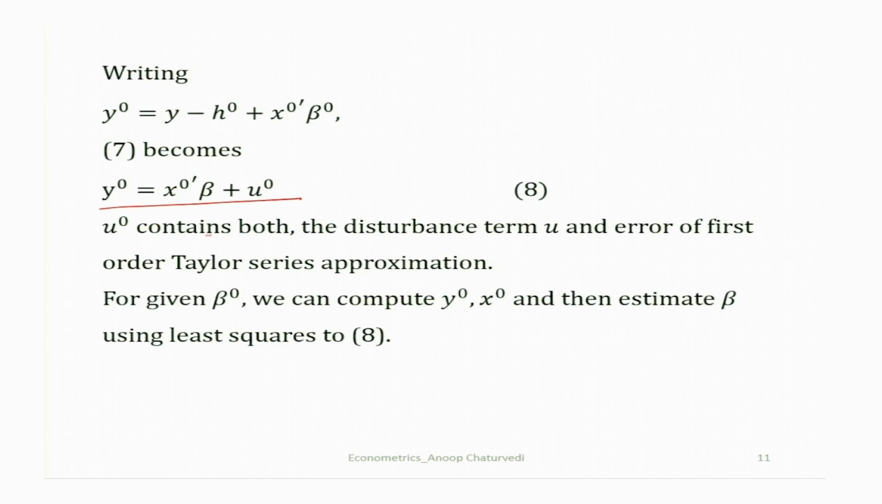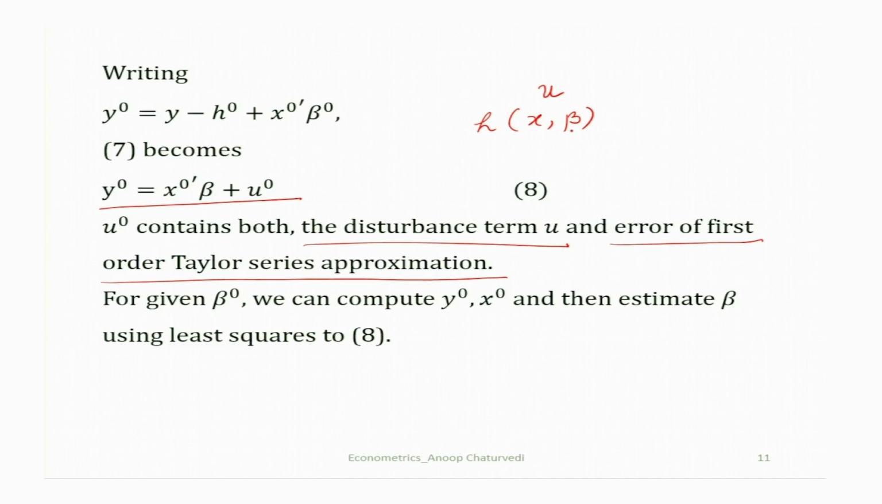Now, this u naught actually contains both the disturbance term u and the error of first order Taylor series approximation. So, your original model has this disturbance term u, then you have approximated this function by using the Taylor series expansion, and then you have taken just the leading term. So, naturally there is some error of first order Taylor series approximation. So, this u naught includes both u as well as the error of first order Taylor series approximation.